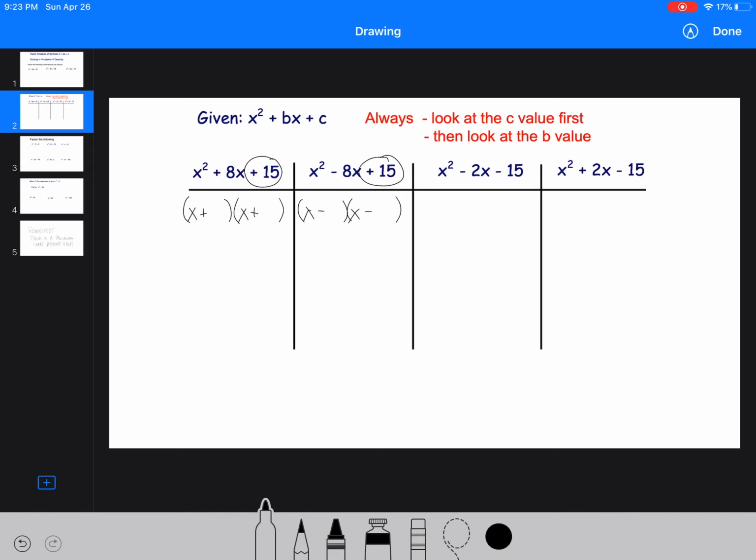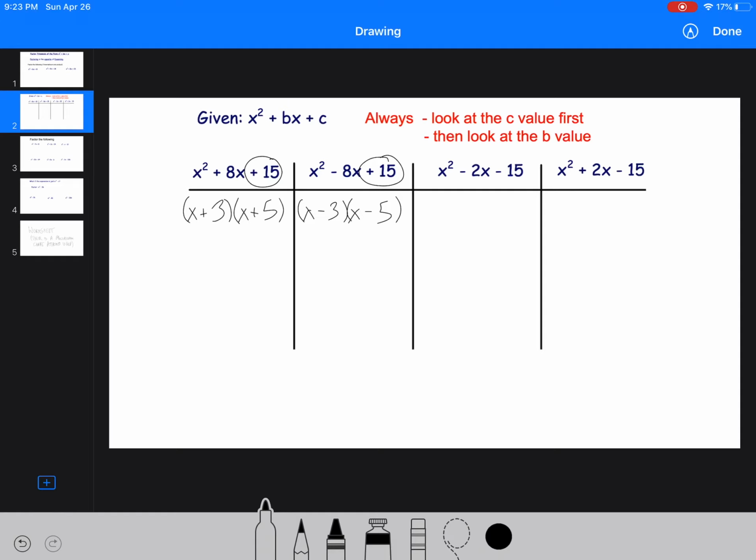So we need two numbers that multiply to 15 and add to 8. We have 3 and 5. Multiply to 15 and add to negative 8: negative 3 times negative 5. They're positive 15 and negative 8.